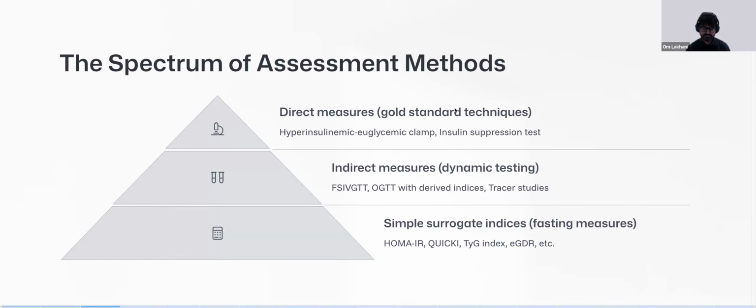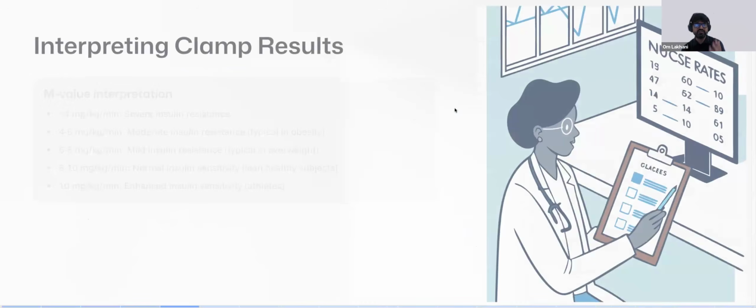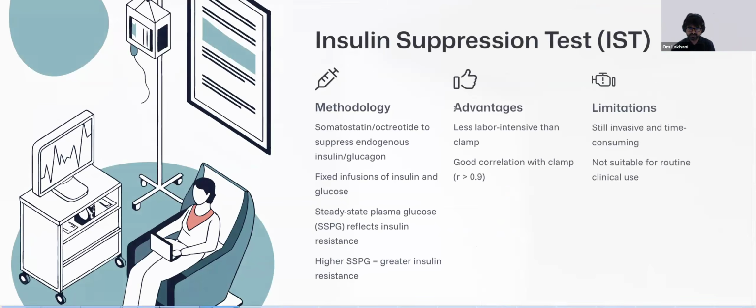Okay. Now, first the gold standard, which is the euglycemic clamp. We'll discuss the euglycemic clamp in the next lecture, so I'll just hold this for now. Okay. Then you have the insulin suppression test.